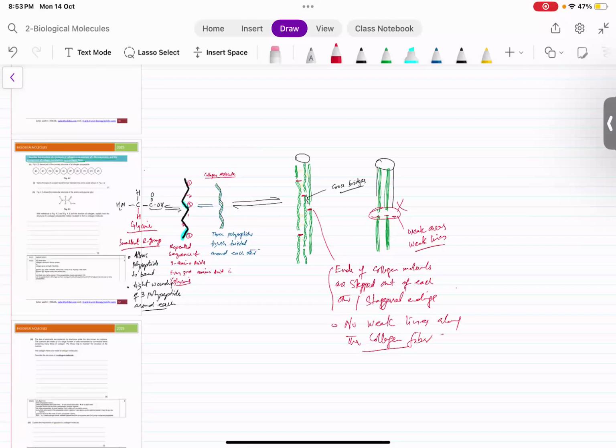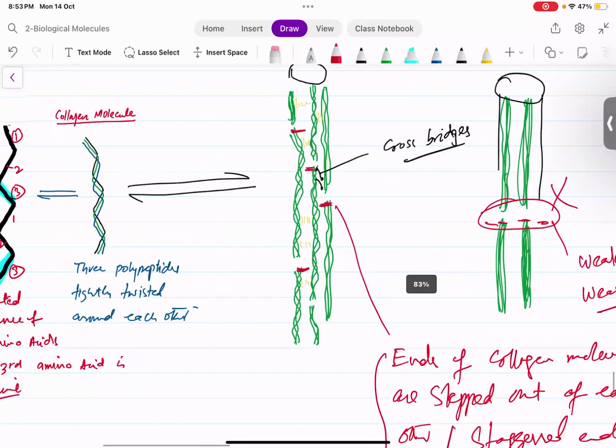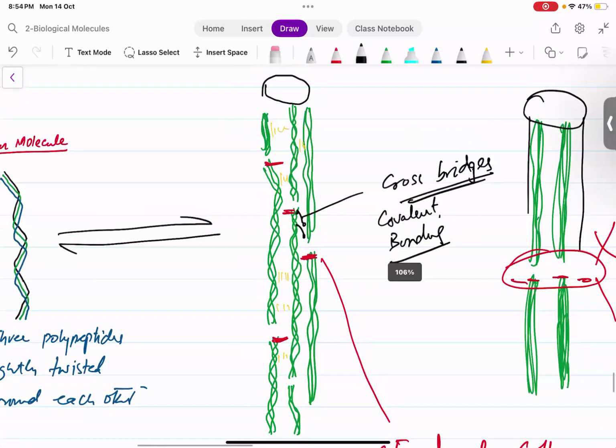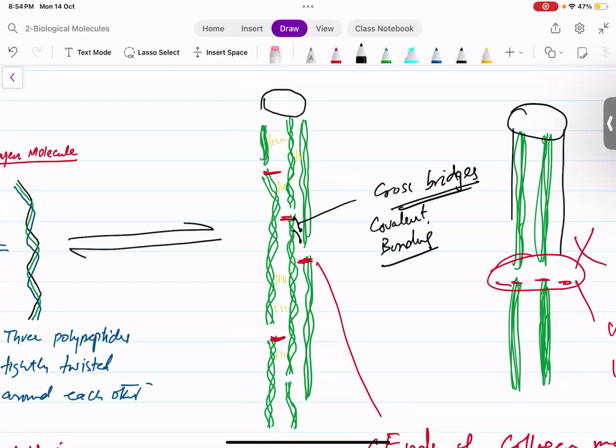So these polypeptide chains inside the collagen molecule are joined through covalent bonding and hydrogen bonding, right? Yes, these cross bridges here are the covalent bonding. So the carbon terminal and nitrogen terminal of these polypeptide chains in the adjacent molecules make the cross bridges, or make the covalent bonding between them.